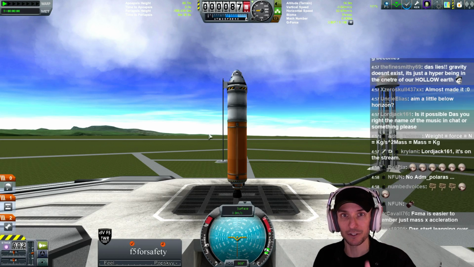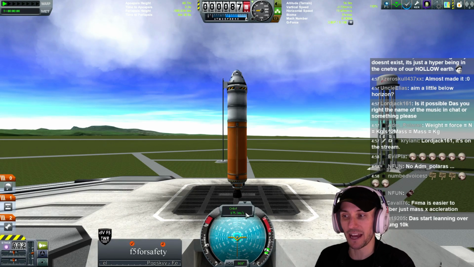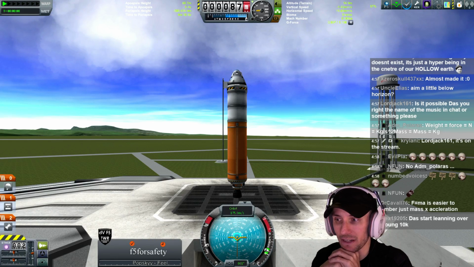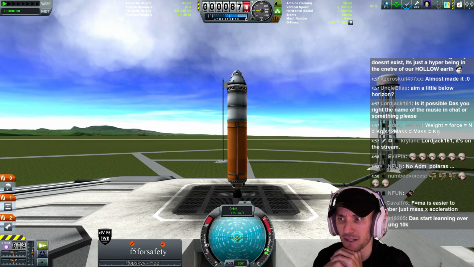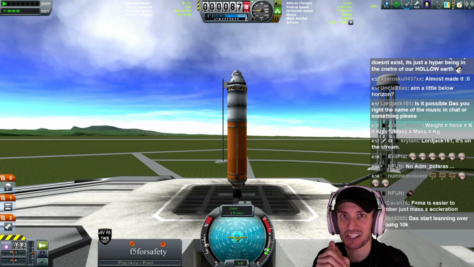Another thing that we can do, check this out. If you click on that and you see the surface versus the orbit, when I get that to say orbit, it says that I'm going 175 meters per second. But Das, you're not moving. You're like sitting still right now, right?